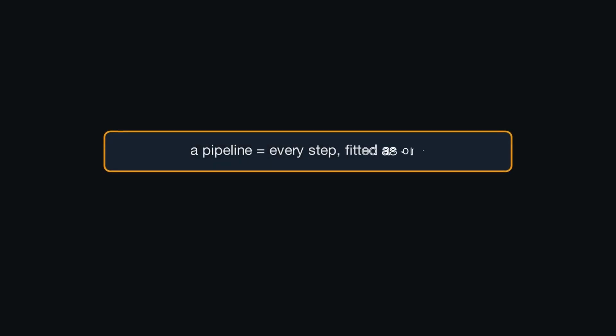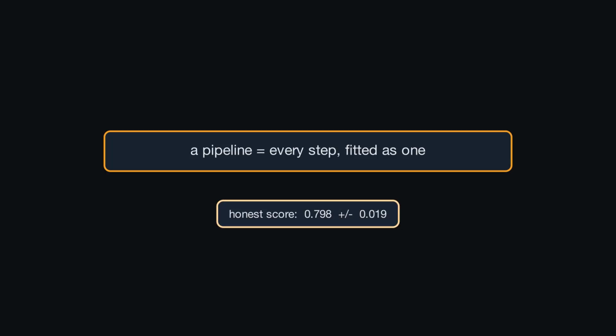So you get one number you can actually trust, 0.798, give or take a hair. No leaks, no surprises. In one line, a pipeline is every step, fitted as one.